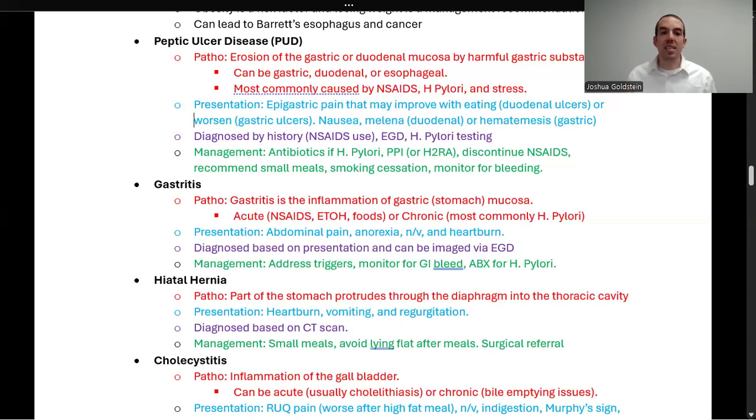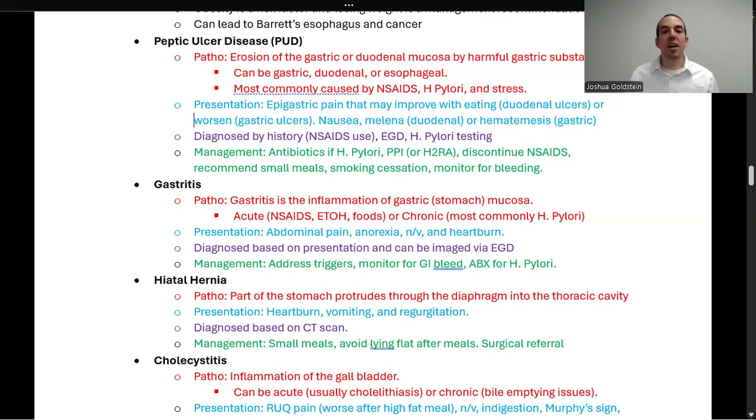Next, we have cholecystitis. Cystitis means inflammation, and chole is the gallbladder, so this is inflammation of the gallbladder. It could be acute, which would usually be related to cholelithiasis, which is a gallstone, or it could be chronic, and that could be a number of different issues, such as a bile emptying issue.